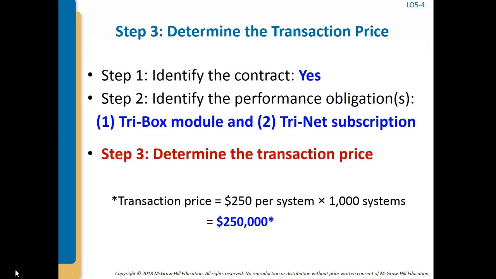Next, we'll determine the transaction price. So the transaction price is the amount the seller expects to be entitled to receive from the customer in exchange for providing goods or services. Determining the transaction price is simple if the customer pays a fixed amount immediately or soon after the sale. That's the case with our TrueTech example. The transaction price is $250,000, equal to $250 per system times 1,000 systems.